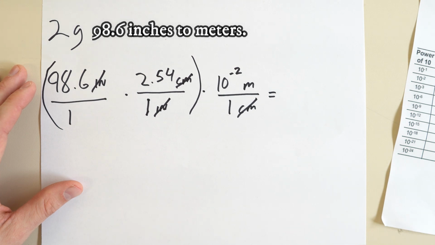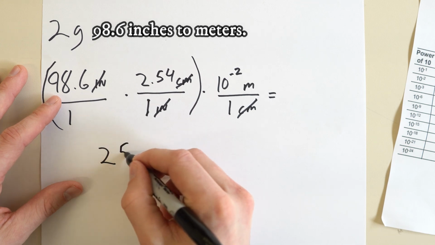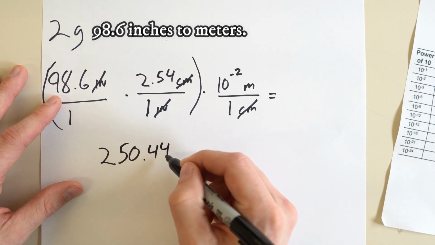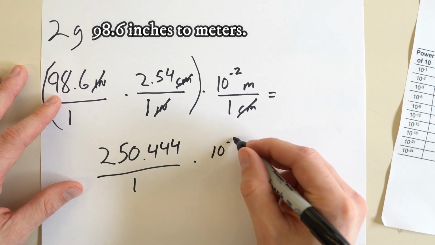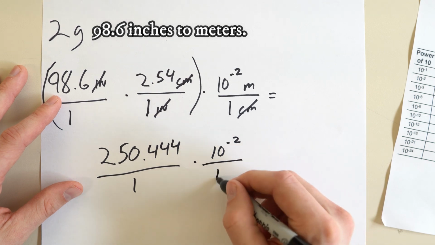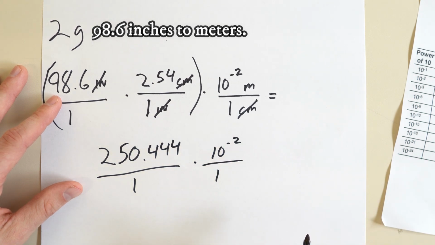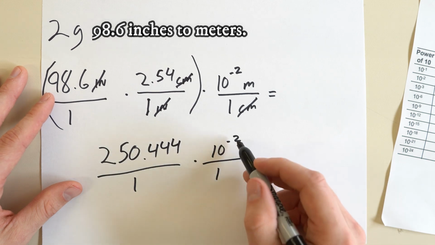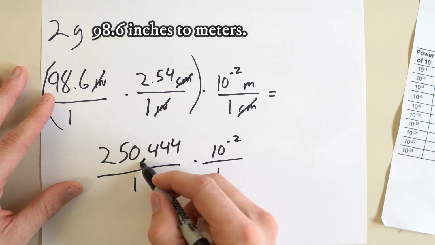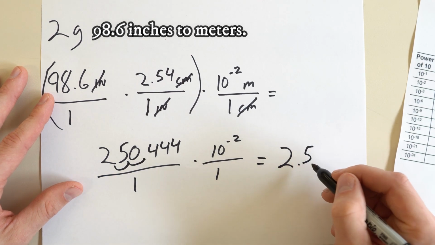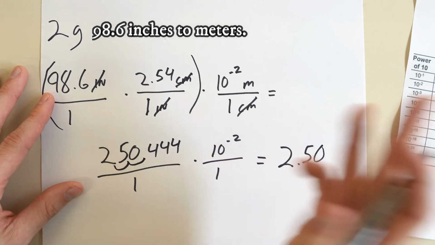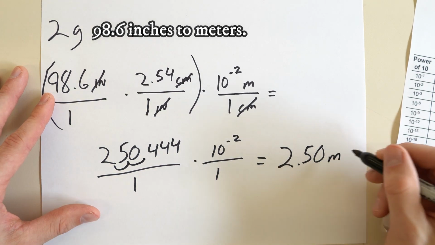So, putting my calculator, 98.6 times 2.54. This is going to give me 250.44 over 1 times 10 to the -2 over 1. So what that's essentially saying is I just have to move the decimal place over 2 spots here. So that's what I'm going to do. 1, 2. Not even going to bother putting my calculator. And we will get 2.50 for rounding purposes meters.